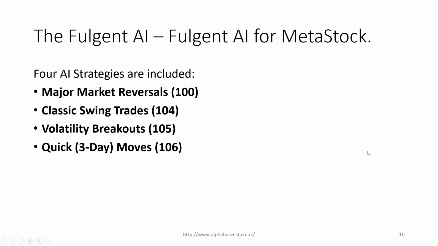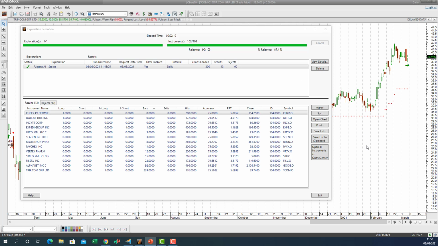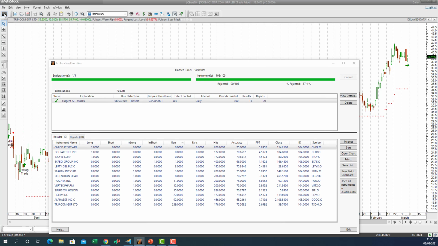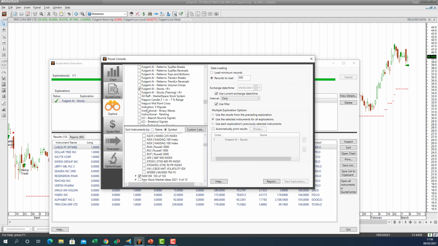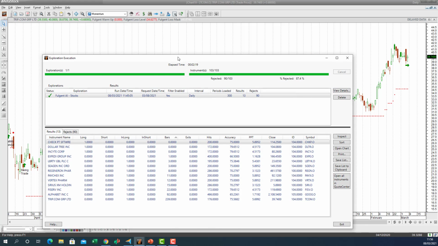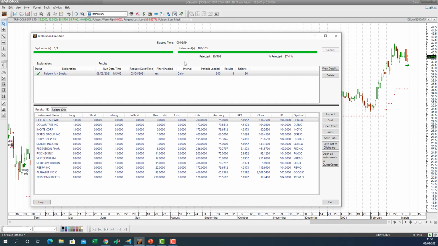So I'm going to jump straight into the MetaStock platform, and we're going to run the screen. We've selected the Fulgent AI here, and I've also selected the NASDAQ 100. I've already run the screen because it takes a couple of minutes to run. And here's the end result: 2 minutes and 19 seconds.